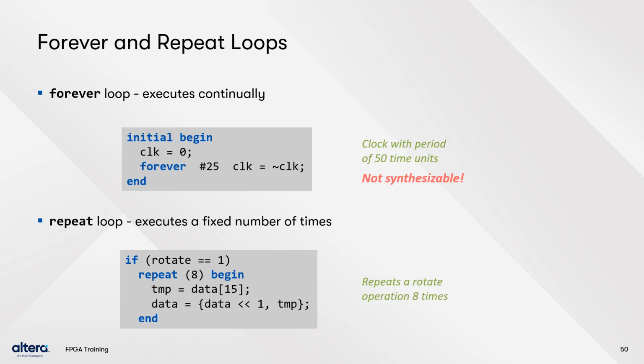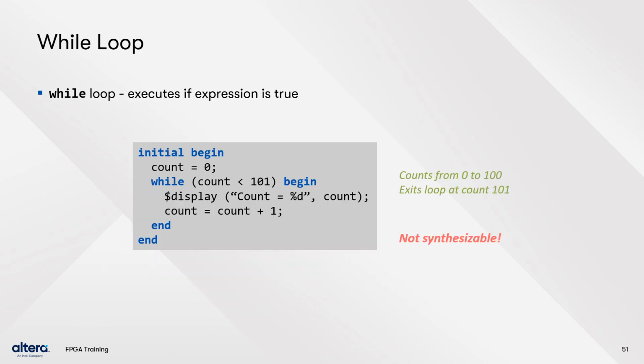A repeat loop repeats a section of code a specified number of times. In this example, the repeat loop is executed 8 times. Another example of a Verilog loop is the while loop. A while loop executes if the associated expression is true. In this example, while count is less than 101, the loop will execute. This while loop counts from 0 to 100 and exits when count is equal to 101.